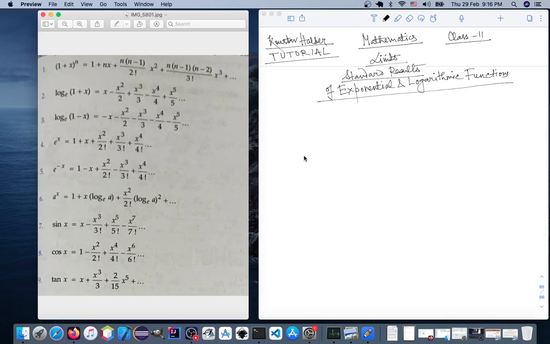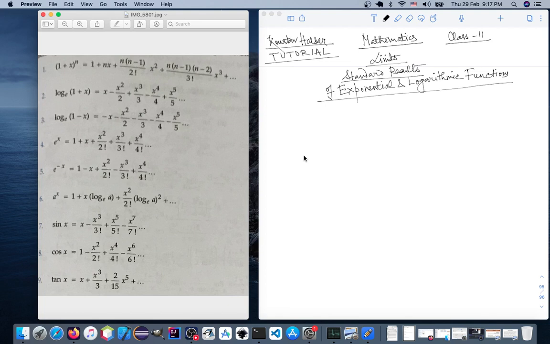Okay, so to find limits of exponential and logarithmic functions, it is often very handy to use the expansion series of some logarithmic and exponential functions. As a reference, I have taken those series. You can see on the left hand side, I have the standard expansion series of logarithmic and exponential functions that could be used while solving the limits of exponential and logarithmic functions.